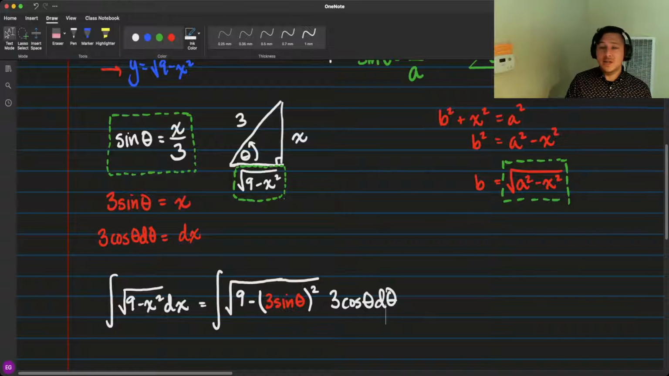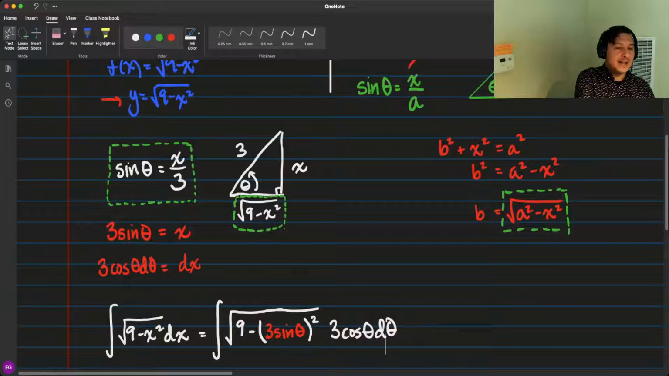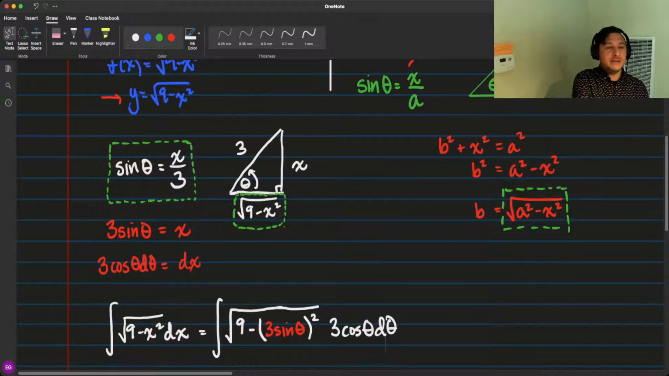So this is a tricky substitution, because we realize that that 9 minus x squared is part of this triangle, right? And it's only part of that triangle if the sine of theta equals x over 3, which then allows us to say that 3 sine theta equals x, right? This is sort of like a u substitution, but instead of using the variable u, I'm now replacing with the variable theta.